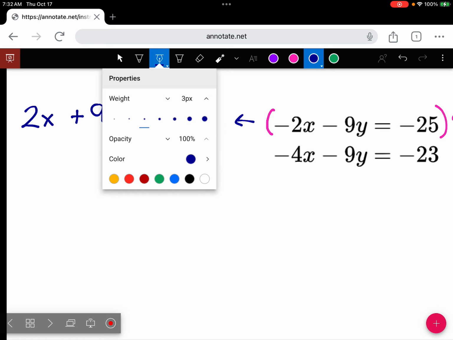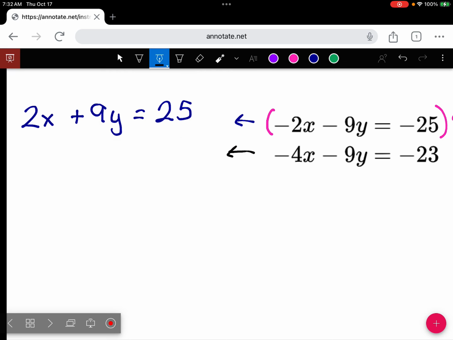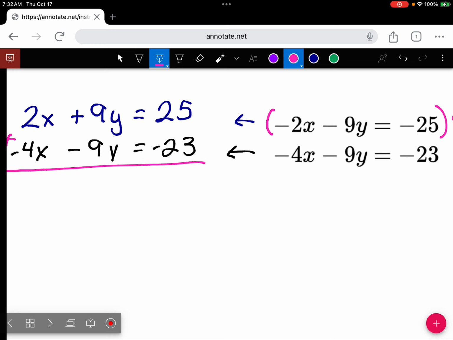Now I'm just going to bring my second equation over. Negative 4x minus 9y equals -23. Because now I have a variable, y, that has the same number on it with opposite signs. One's positive, one's negative. So I can take these and add them together. And that's exactly what we're going to do. I'm going to add these two equations together in columns.